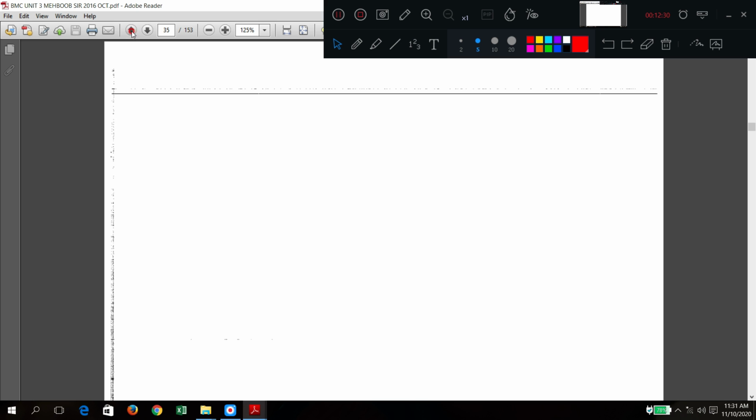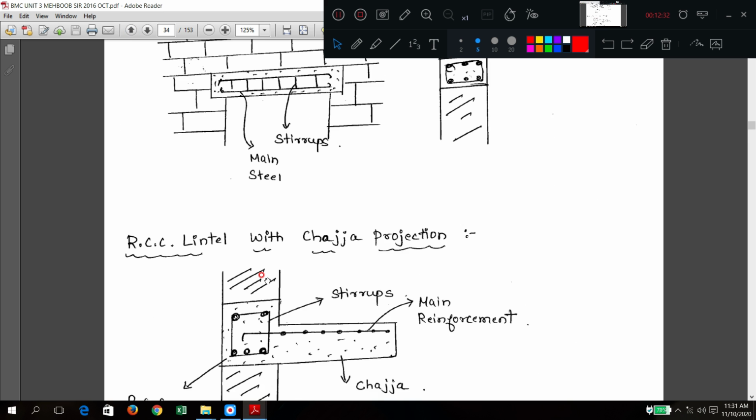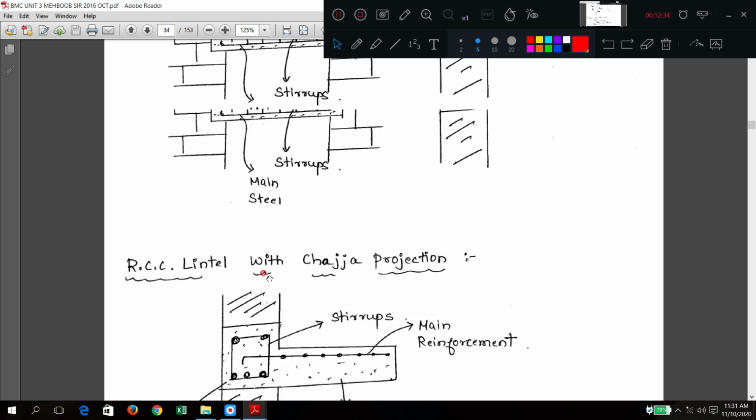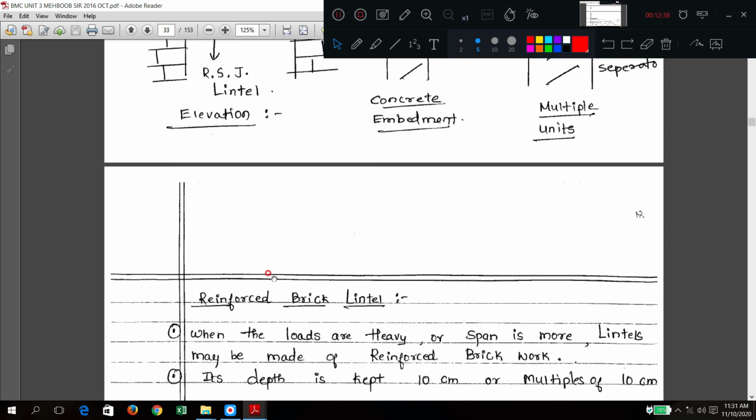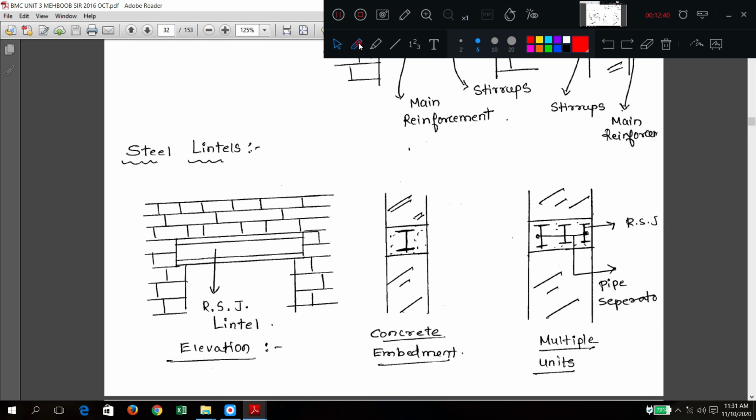There is one more lintel we have left. I think it is, yes, this is steel lintels. Okay, this is a steel lintel. Means what? Steel element is used as a lintel here. So this is a diagrammatic representation of steel. Okay, now steel lintel, this is the diagrammatic representation.